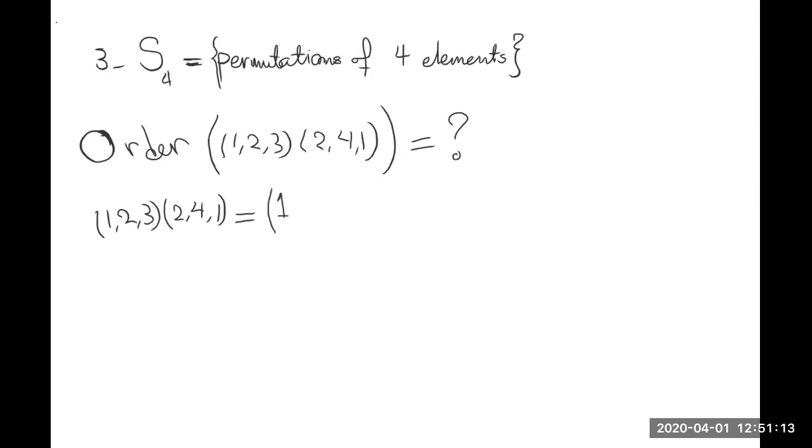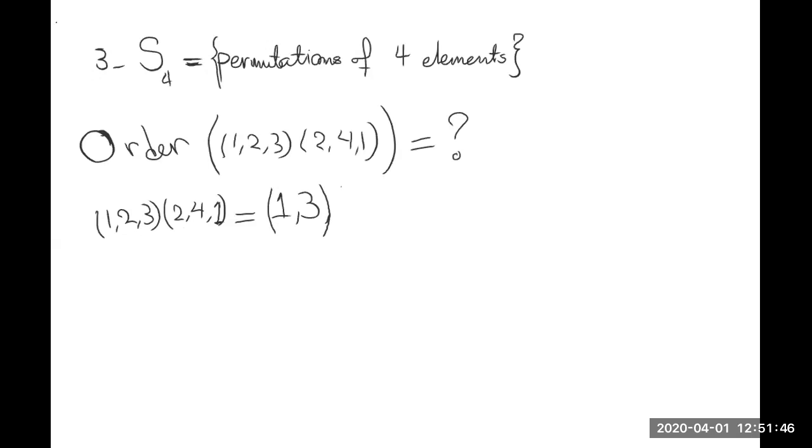Where does 1 go? 1 goes to 2, 2 goes to 3. So 1 goes to 3. We should always go to the element which is on the right-hand side. On the right-hand side of this 1 here, because there's nothing on the right-hand side, it's 2. And here 2 goes to 3. So 1 goes to 3. What is the image of 3? What is the destination of 3? 3 doesn't go anywhere here. Here, 3 goes to 1. So 3 goes to 1. We can close the first cycle.